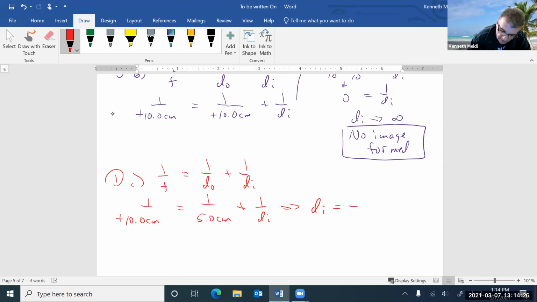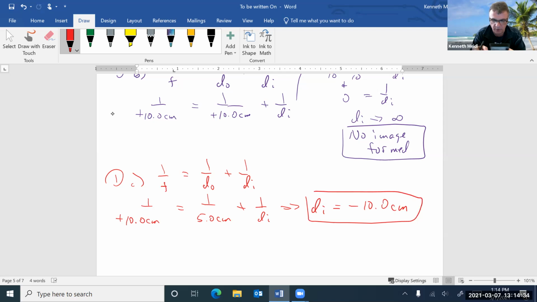And I think I get minus 10 centimeters here. So let me try that again. It's always worthwhile to check these. Yeah, I think I get the same thing twice. So either I'm doing the same dumb thing twice, or this looks good. Okay, so there is my image distance.